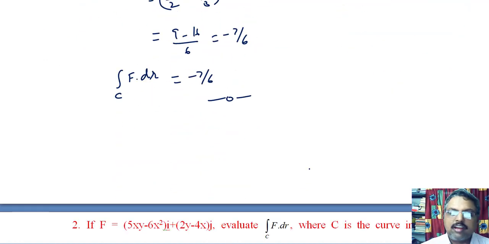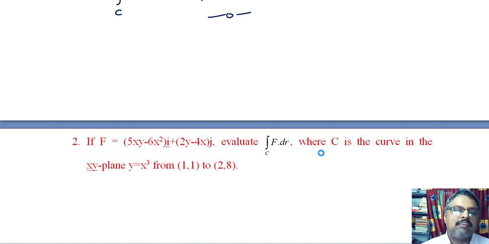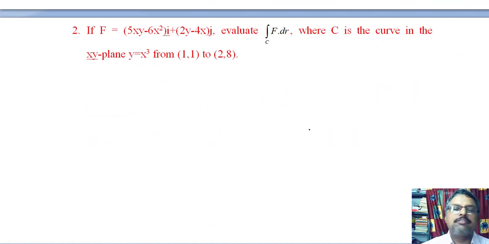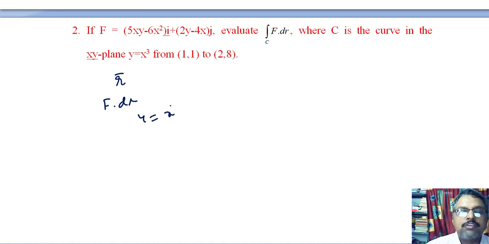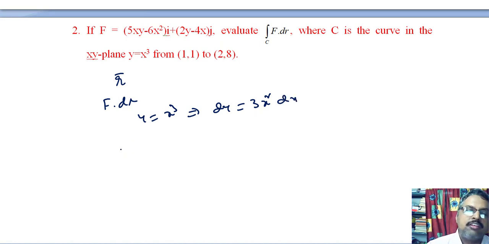Okay, so just try it in a similar way. I will give one question to you just for understanding. Similar procedure: F is given and y equals x cube from the point 1, 1 to 2, 8. Just simply first find out r bar, then F dot dr. Now y equals x cube. Now differentiate: dy equals 3x square dx. Now substitute all these things in F dot dr. Then finally integrate.